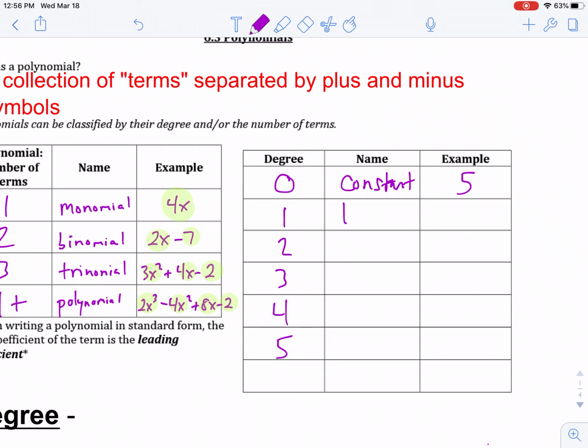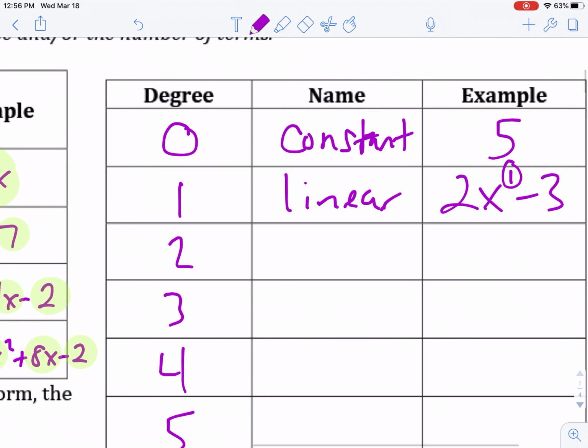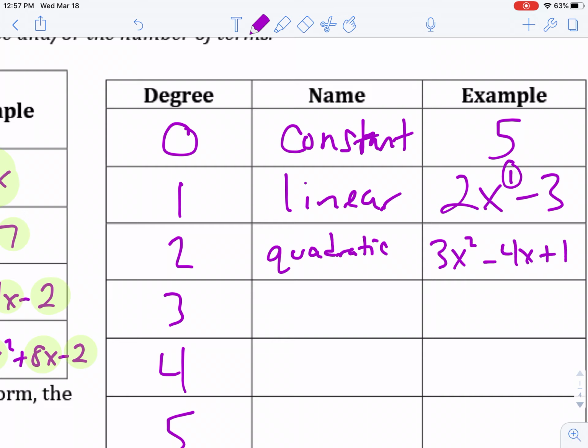Okay? The next degree is called linear, so like 2x minus 3. That's linear because the degree is really the exponent, and the exponent there is 1. Okay? A second degree polynomial is called a quadratic, so like 3x squared minus 4x plus 1. That's a 2 exponent. This one is a 0.